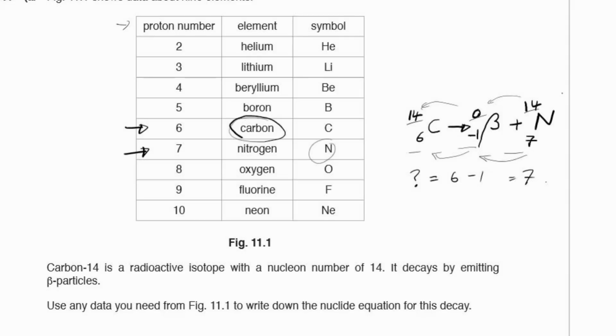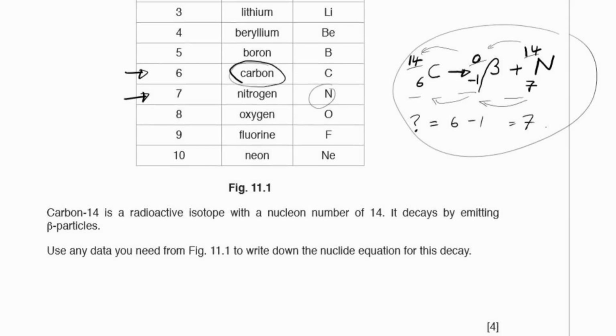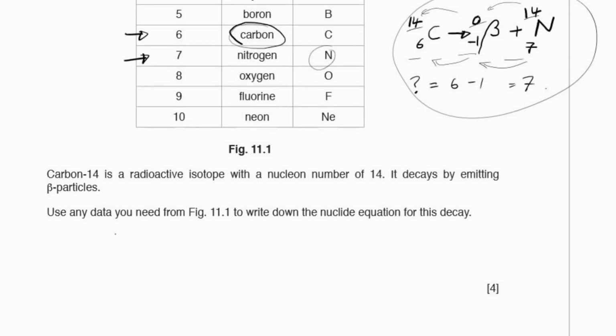There we are. So that's the equation I want to put down, obviously under the question. So, carbon 14, 6, decays via beta decay, charge of -1, mass of 0, and nitrogen 14, 7. There we are. That's it.